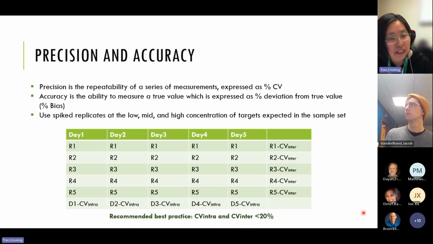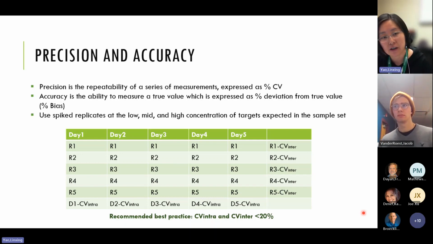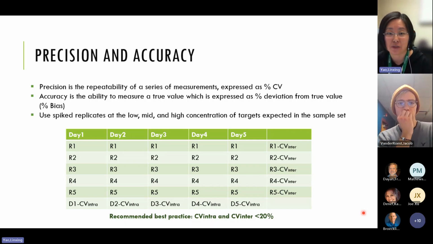Okay, so for precision and accuracy, precision is the indication of the repeatability of a series of measurements. We usually use a coefficient of variation to evaluate it, and accuracy is the deviation of the measured value from the true value.